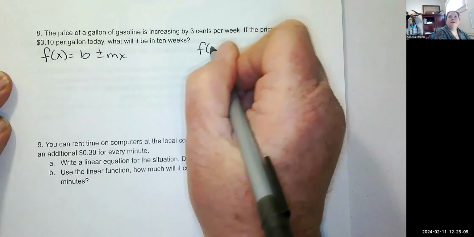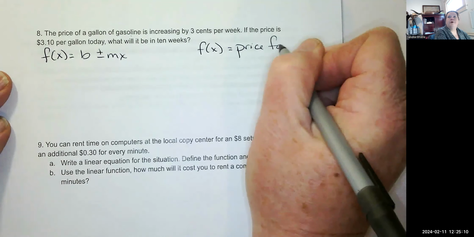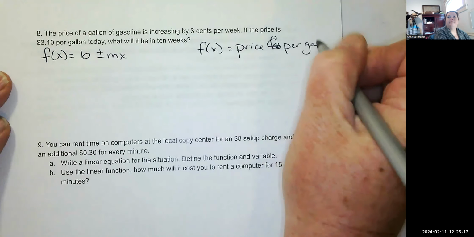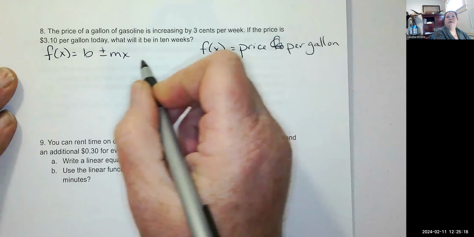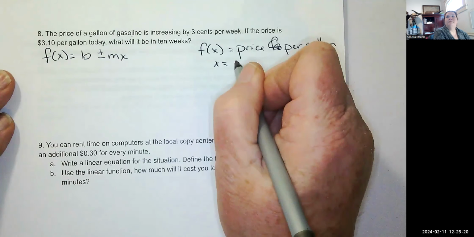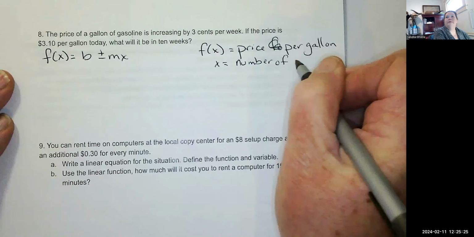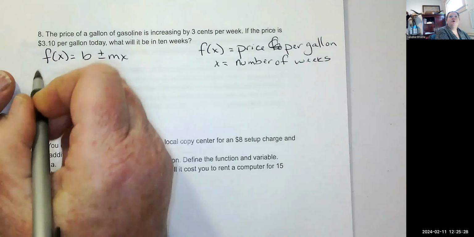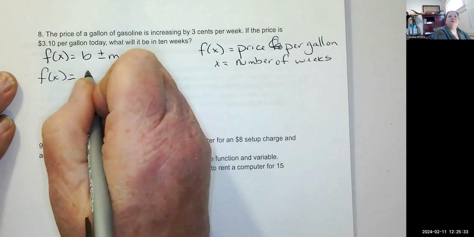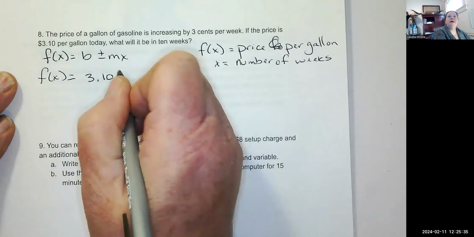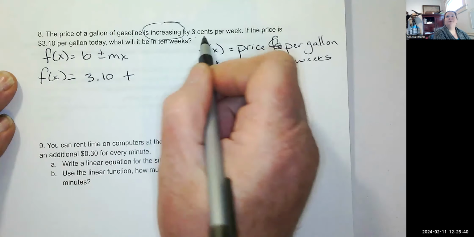F of X is my price per gallon. And then I need my X to be my time. It needs to be my number of weeks. So F of X is equal to the initial value, the initial price per gallon is $3.10. And it is increasing, they told us that, by 3 cents per week.